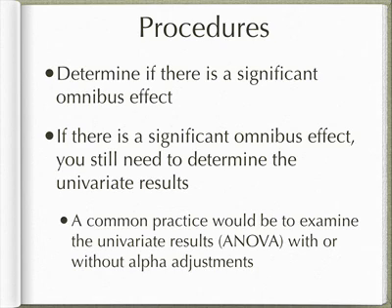And then if there are significant omnibus effects, we then have to drill down and look at the univariate results. That's the default procedure in SPSS. And we typically do this with just running an ANOVA for each of the dependent variables that we have in the analysis. Does that make sense?